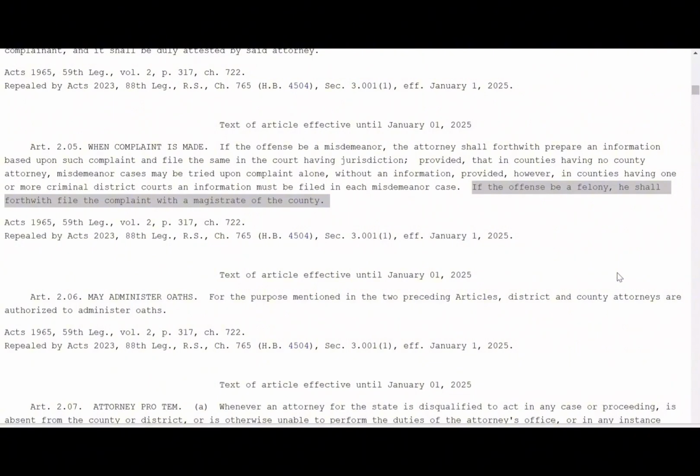Now, this is very important. 2.05 of the Code of Criminal Procedure is very important because, like we just said, can you file a criminal complaint on a judge? If it's a misdemeanor, it needs to go somewhere, and if it's a felony, he shall forthwith file the complaint with the magistrate of the county. But what is a magistrate? Who is a magistrate? And who do we file it with? That's the next question, right? So I want you to really try to absorb 2.05. If the offense be a felony, he shall forthwith file the complaint with the magistrate. Forthwith meaning immediately. He shall immediately file the complaint with the magistrate of the county.